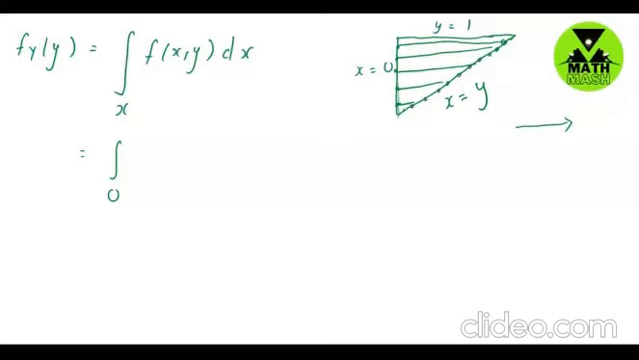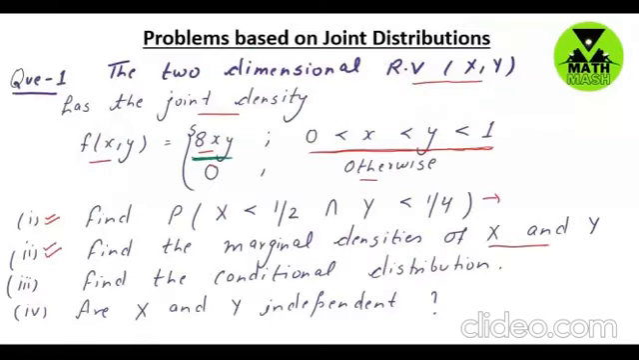So the value of x changes with the values of y. As y varies, x also varies, so x equals y along this line. So the upper limit of x is y, where we are substituting x equals y, and the lower limit is 0. Now what is the function? The function is 8xy.